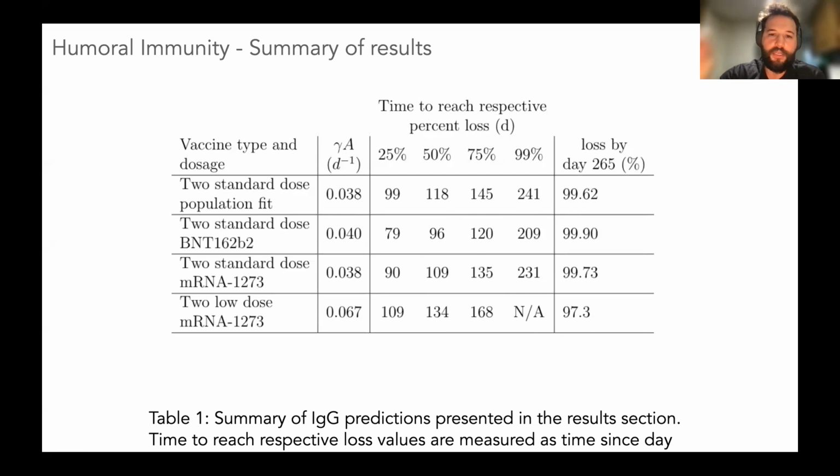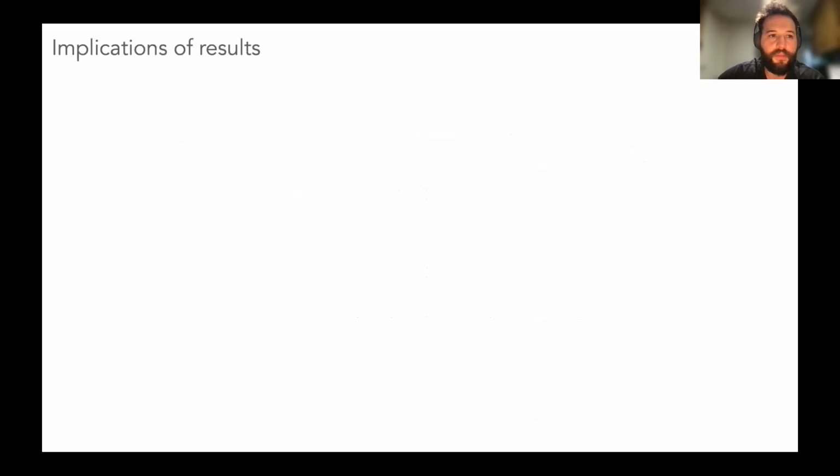However, what I neglected to show here is that the decay or death rate of plasma B cells is a lot slower for the two low doses, or predicted to be a lot slower from our fits. And you can see if you just focus on the 99% column, two low doses of Pfizer is expected to reach 99% by day 209, but then you get an extra 20 days or so for Moderna. It's not until day 231.